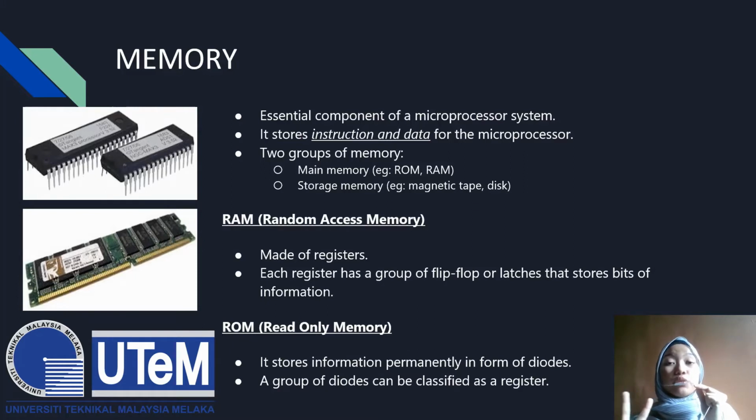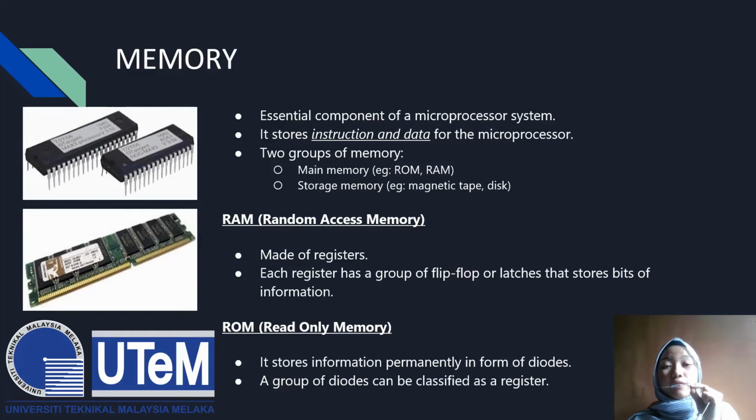There are two groups of memory. First, primary memory or main memory, which consists of ROM and RAM. Second, secondary memory or storage memory, which consists of magnetic disks. So I'm going to explain about the main memory or primary memory, which consists of RAM and ROM.